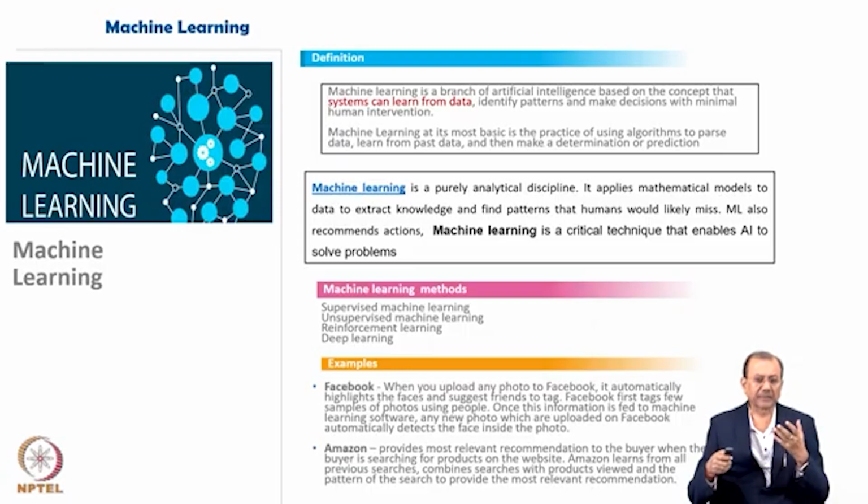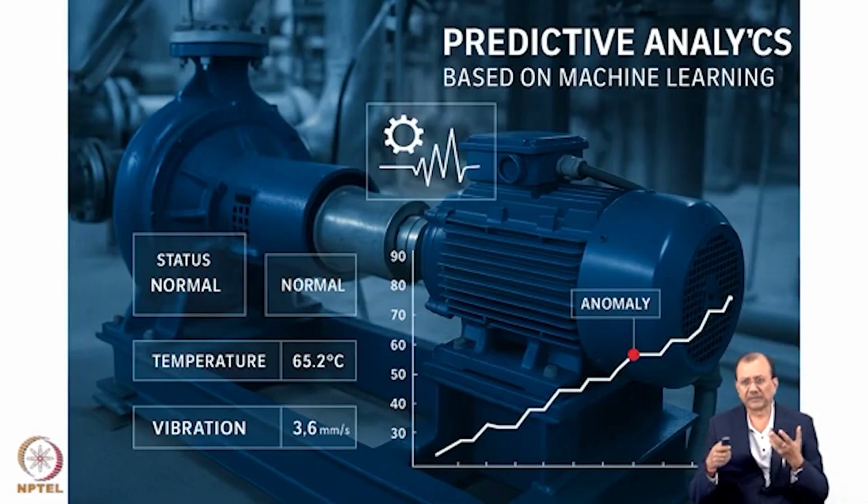It is one of the key technologies right now in most manufacturing and organizations. We see this example of predictive analytics based on machine learning, where an anomaly in the functioning of a motor is captured, and then subsequent actions are taken by the technical team. So this is another very good example of machine learning.